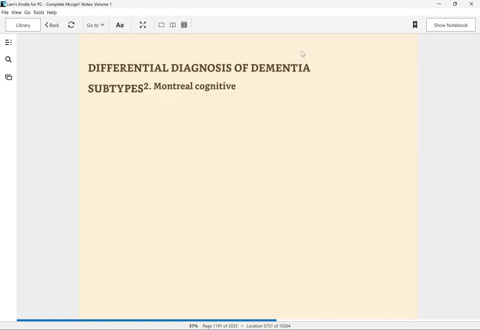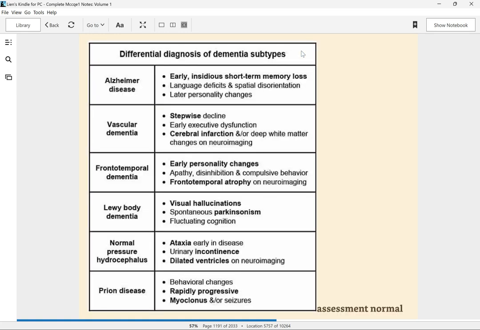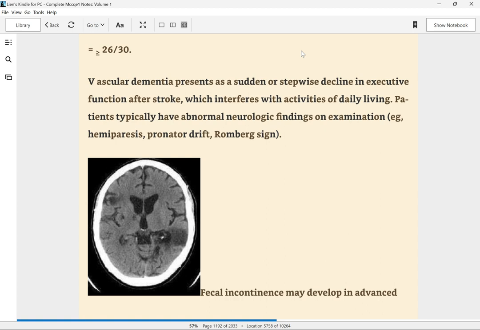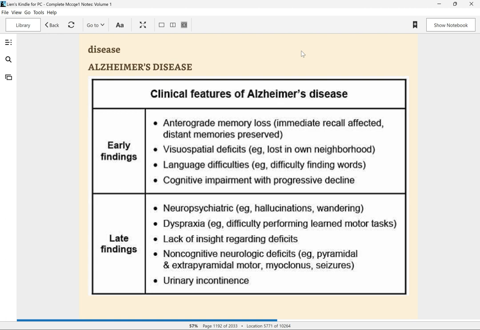2. Differential diagnosis of dementia subtypes. Montreal Cognitive Assessment normal equals greater than or equal to 26/30. Vascular dementia presents as a sudden or stepwise decline in executive function after stroke, which interferes with activities of daily living. Patients typically have abnormal neurologic findings on examination, e.g., hemiparesis, pronator drift, Romberg sign. Fecal incontinence may develop in advanced disease.